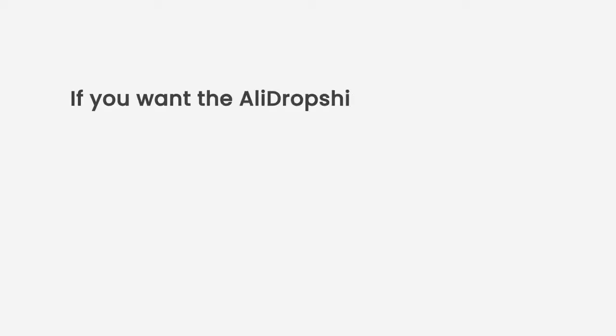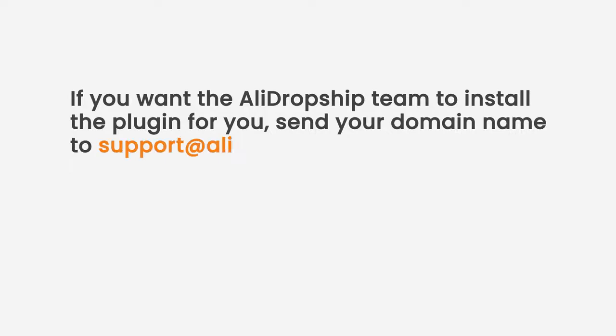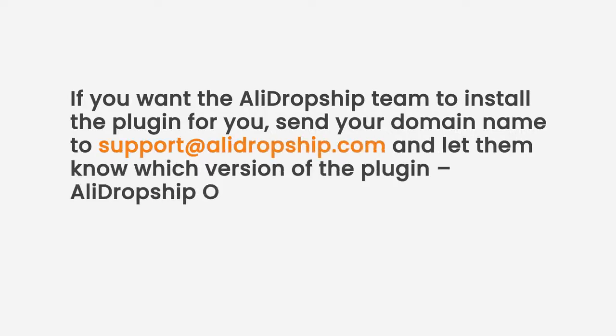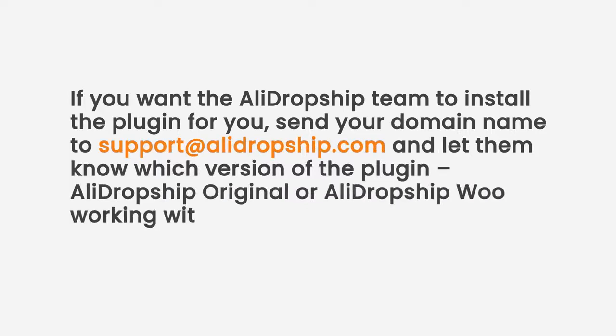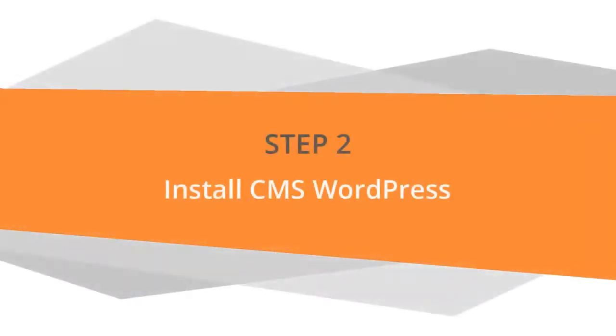If you want the Alidropship team to install the plugin for you, send your domain name to support@alidropship.com and let them know which version of the plugin, Alidropship Original or Alidropship Woo, working with WooCommerce, you would like to have installed. At step 2, add your domain name and install CMS WordPress to your hosting via cPanel or use Hosting Setup and Support service.